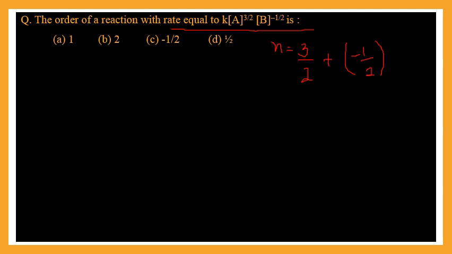So on solving this, the value of N, that is the order of a reaction, comes to be 3 by 2 minus 1 by 2, which is coming to be 1. So the order of this rate will be equal to 1. So the correct answer for this question will be option number A, that is 1.